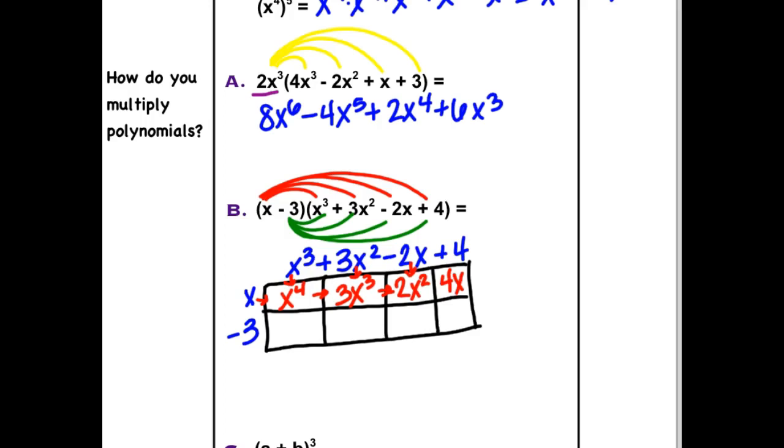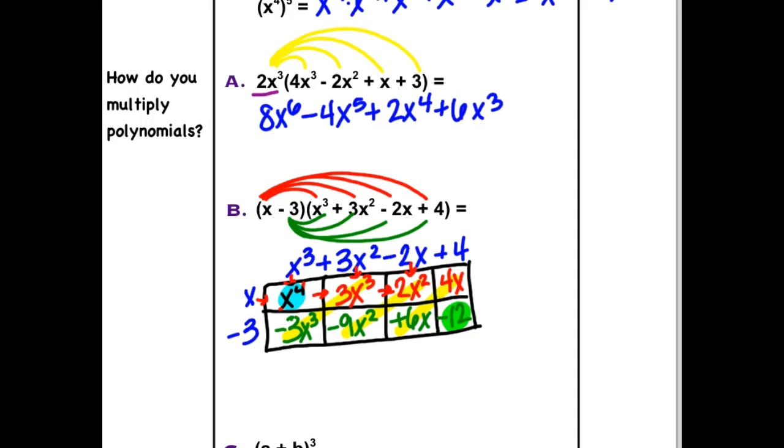And then I distribute that negative 3 through, which is basically what I'm doing up top here. So we have negative 3x cubed, negative 9x squared, positive 6x, minus 12 as I distribute that through. And then the nice part about going this route is that all of my like terms will fall in diagonals. And the non-like terms will be all by themselves on the corners.